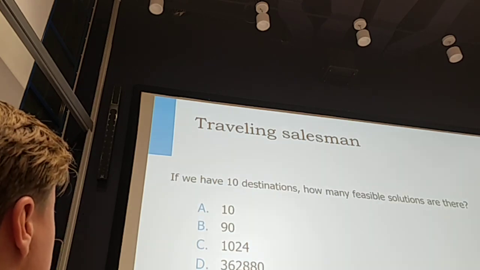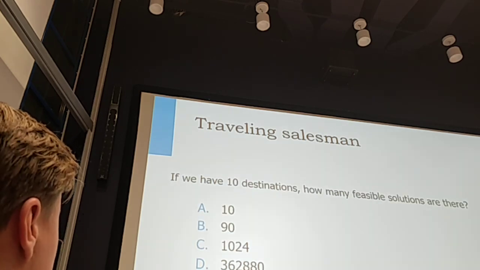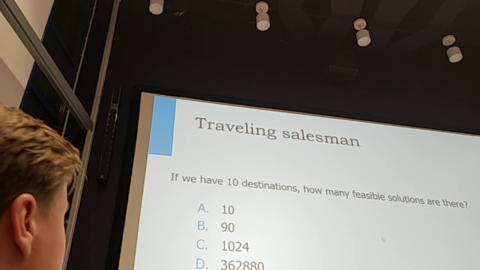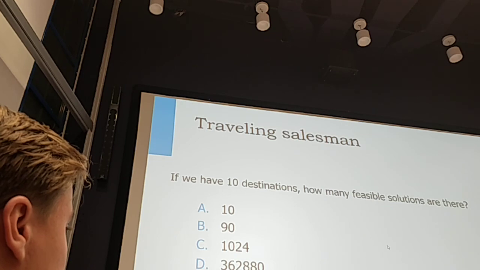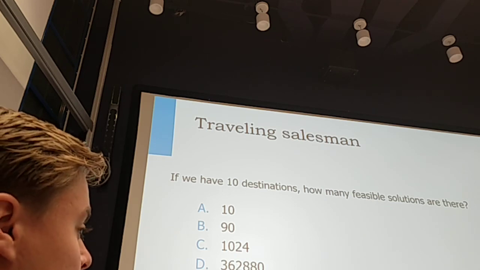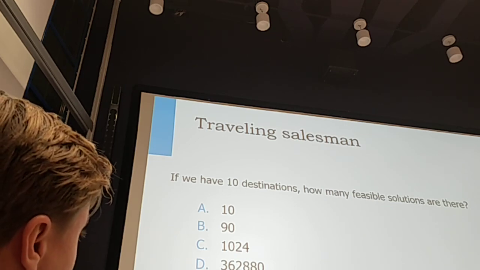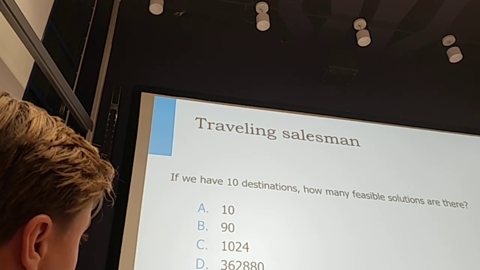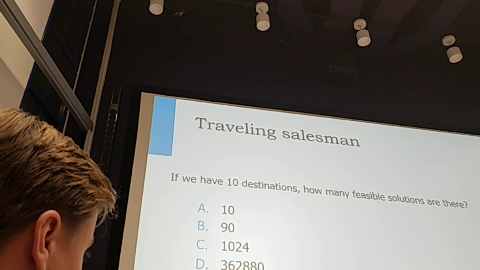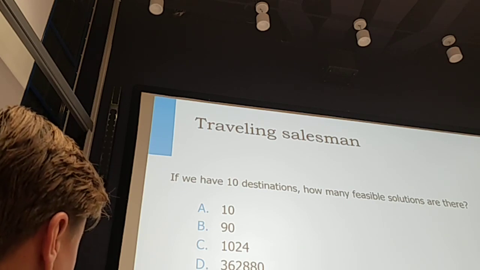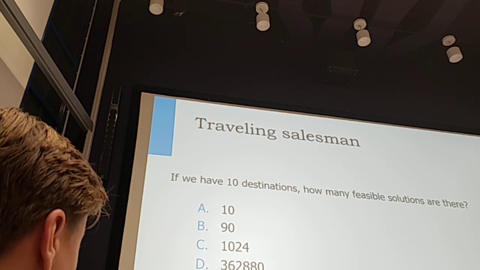Okay, so just a final question. If you have 10 destinations, how many feasible solutions are there? So if you have a traveling salesman problem with 10 destinations, how many feasible solutions do we have? How many different options are there for traveling through these 10 destinations, only visiting each of them once? This is one of those combinatorics and statistics questions. Take a guess.